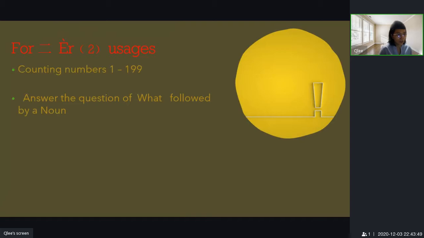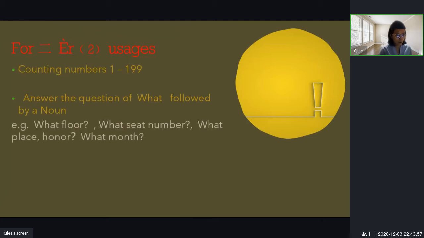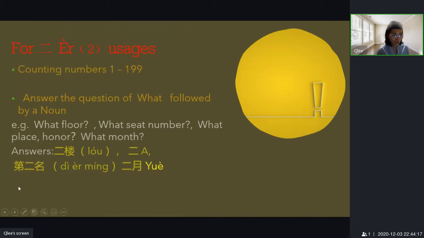So if the sentence is answerable by "what," then you use 二. For example, what floor? What floor do you live on? So your answer will be 二楼. Or what's your seat number? 二号. And then another example, what honor or what place? 第二, meaning second honor or second place. And then for the month, what month? We use 二月. Okay? So these are the samples.